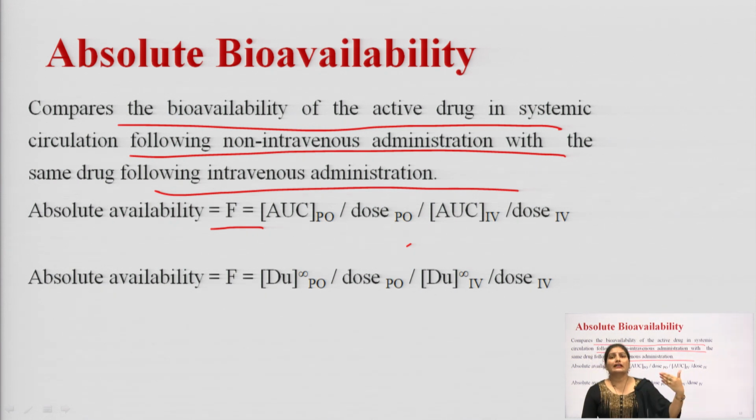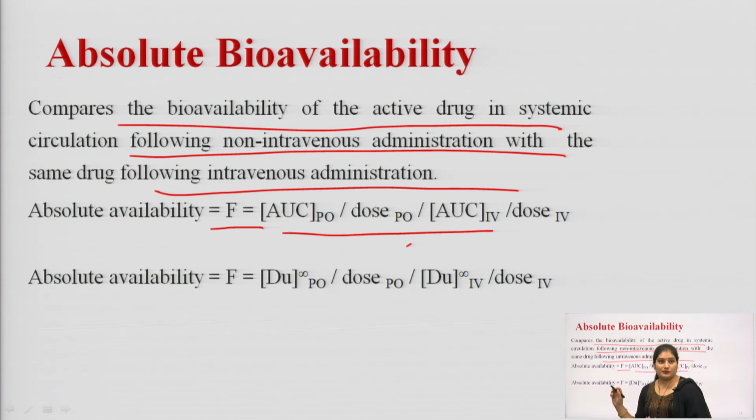We can calculate the drug that is absorbed into the body by taking the blood sample as well as by taking the urine sample. If we want to calculate through the blood data, then this formula will be used. And if we are going for urinary excretion data, then this formula will be used.